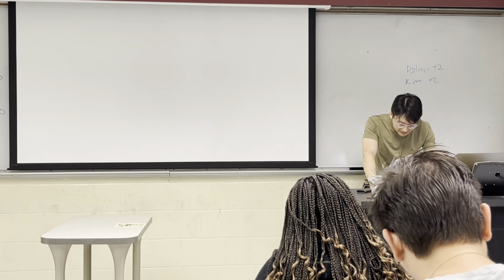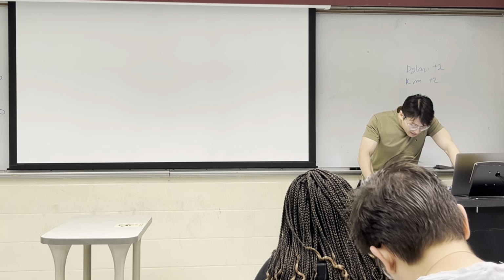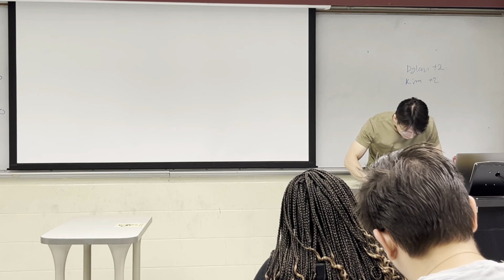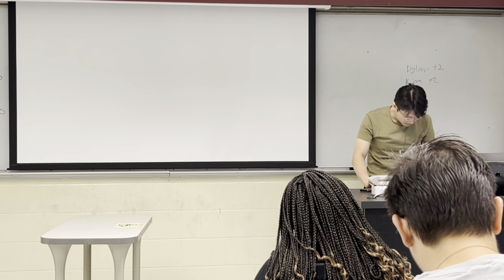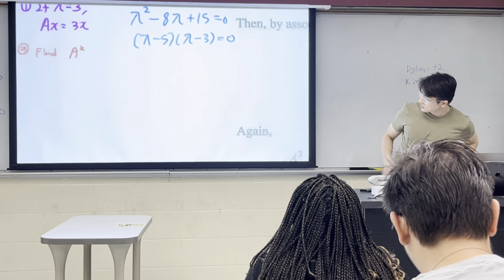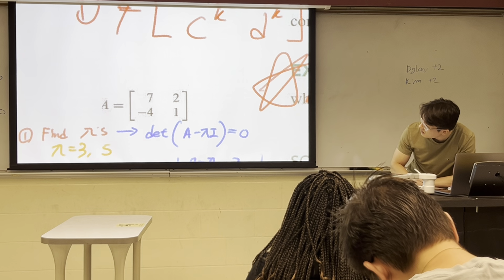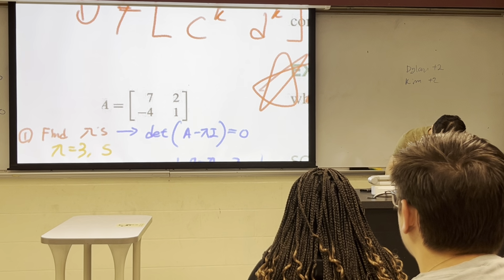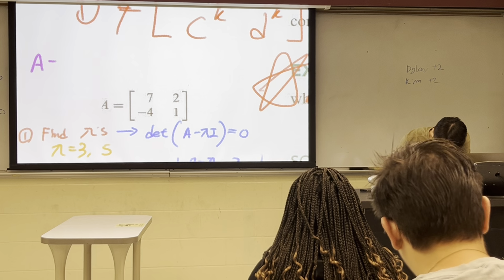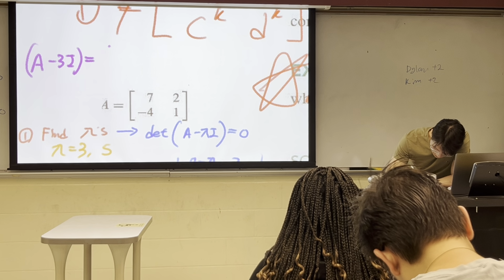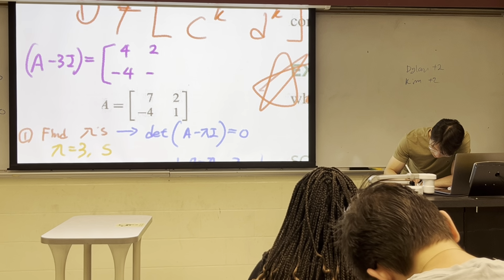And then what, guys? A is right here. So A minus 3I is what? 4, 2, negative 4, negative 2. A minus 3I is 4, 2, negative 4, and negative 2.